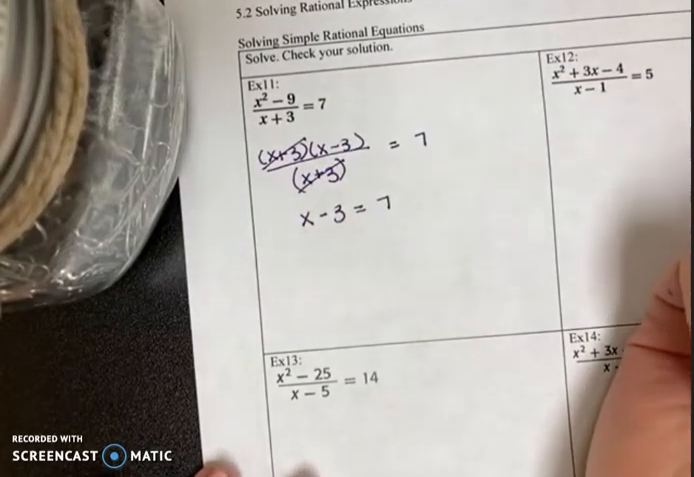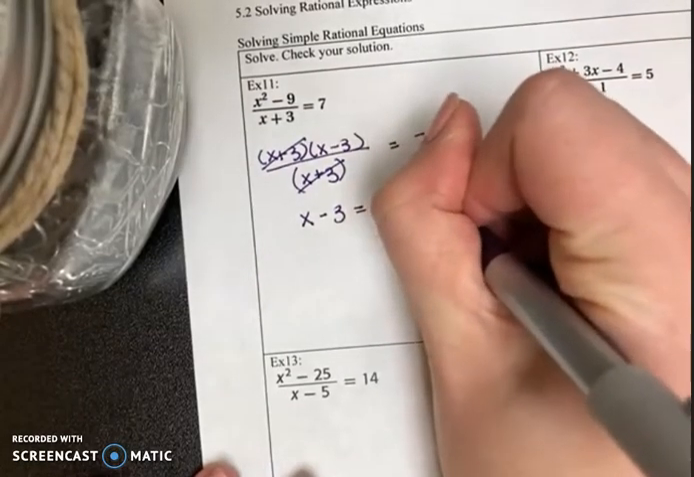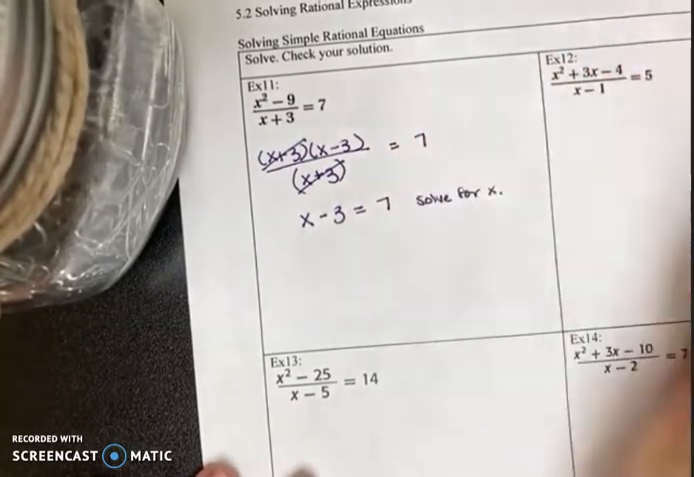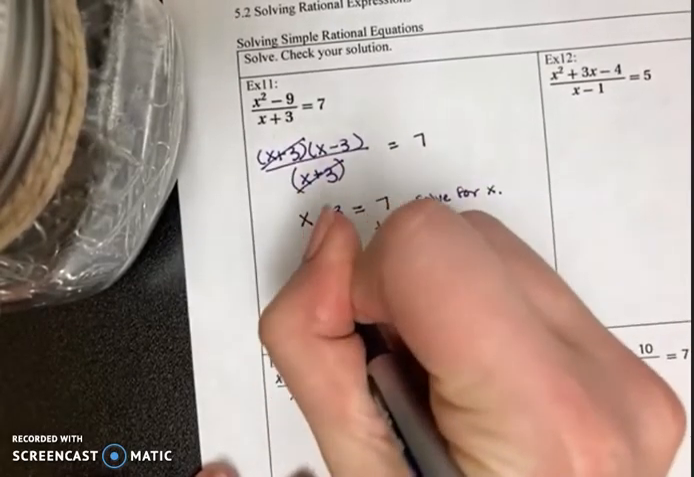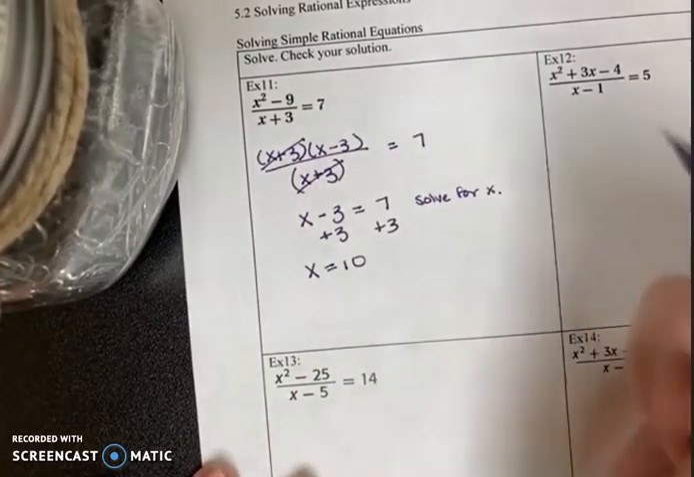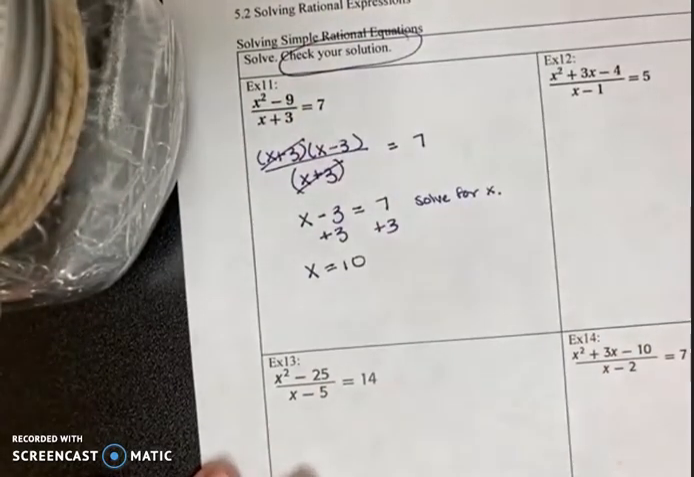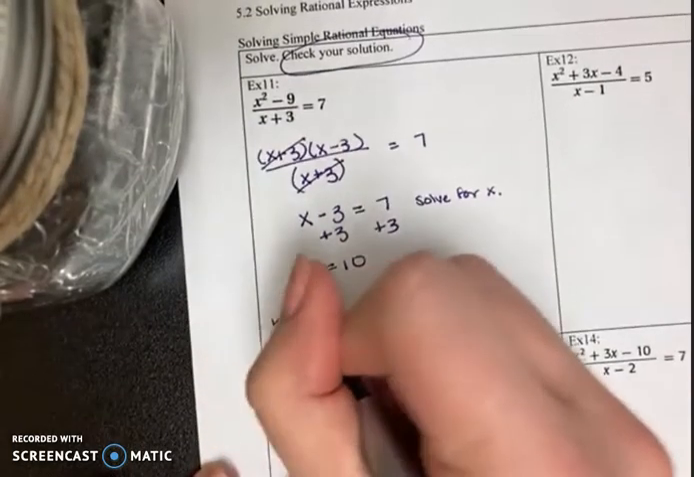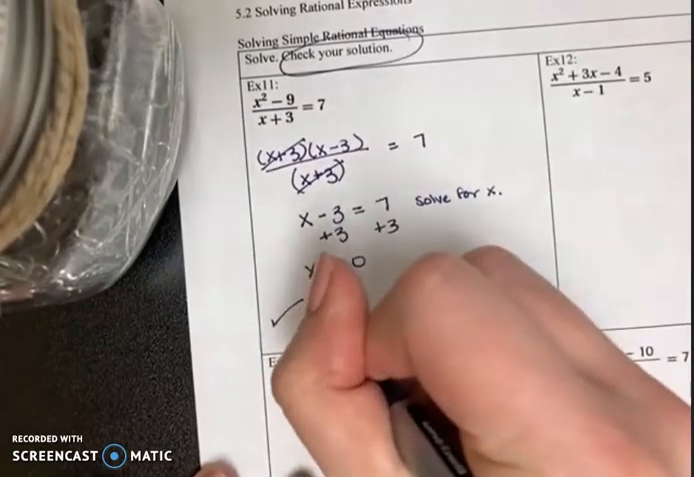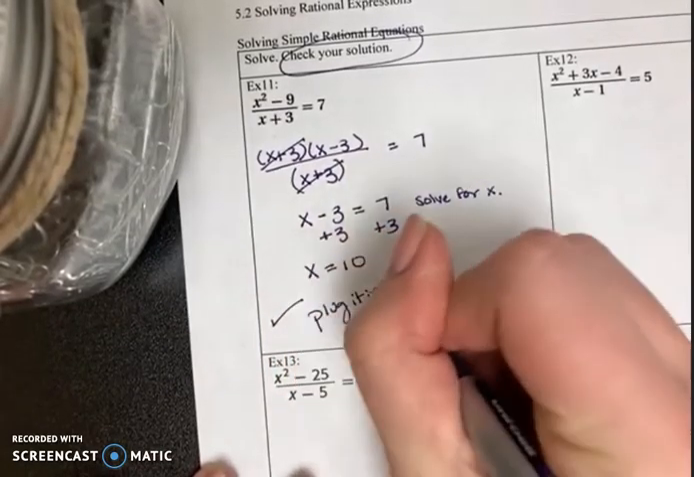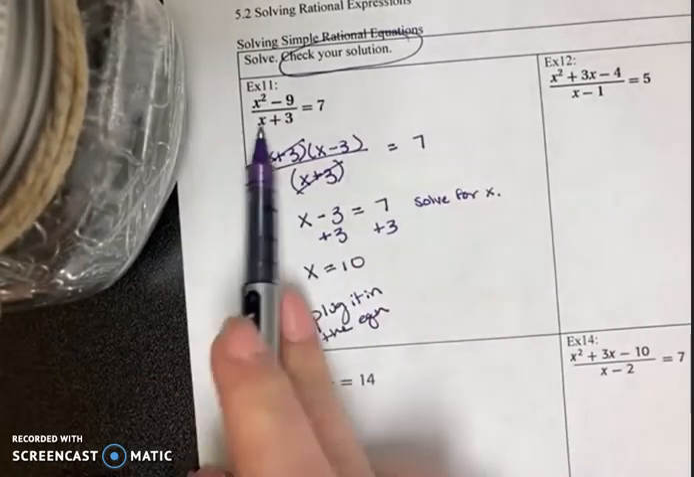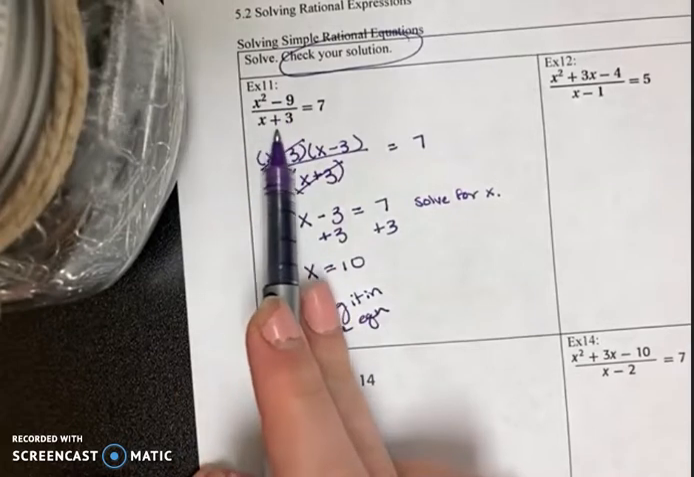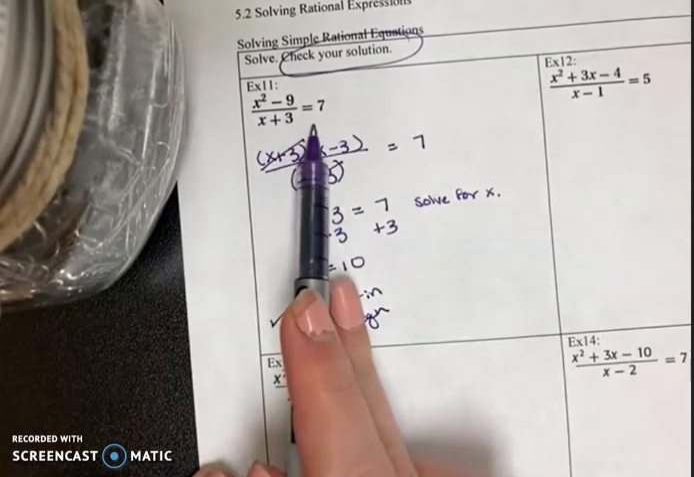At this point, we should easily be able to solve for x. To get x by itself, I'm just going to have to add 3 to each side, giving me x equals 10. Now, it does say in the directions to check your solution. There's two ways that you can do this. The first way to check is you could take 10 and plug it into the original equation. So I could plug it in and have 10 squared minus 9 over 10 plus 3 equals 7.